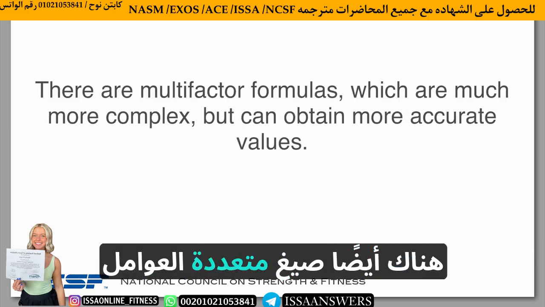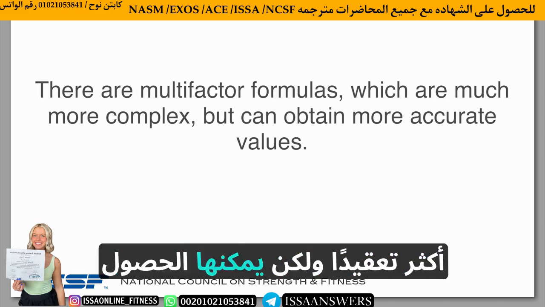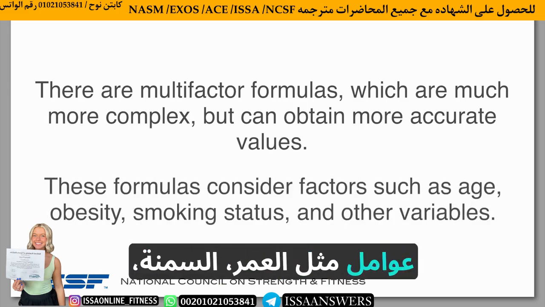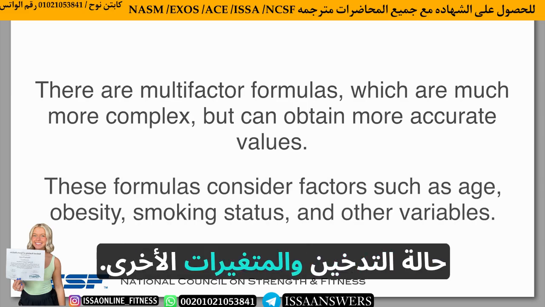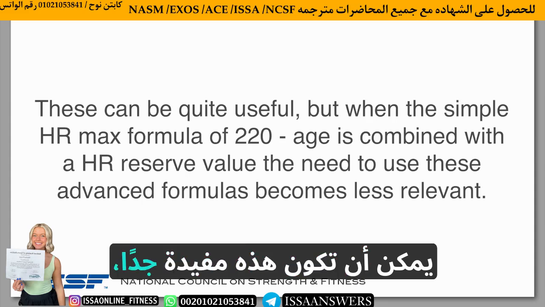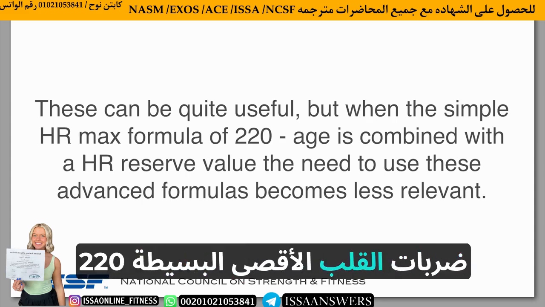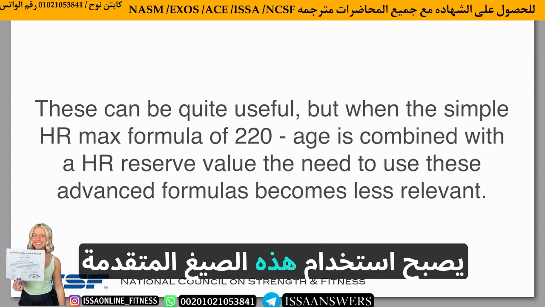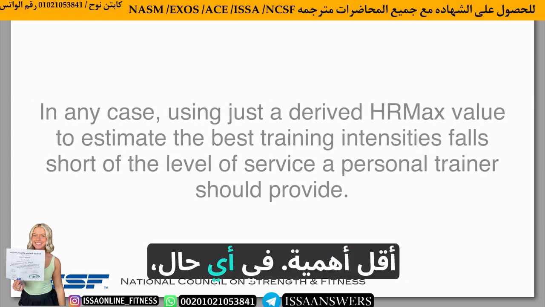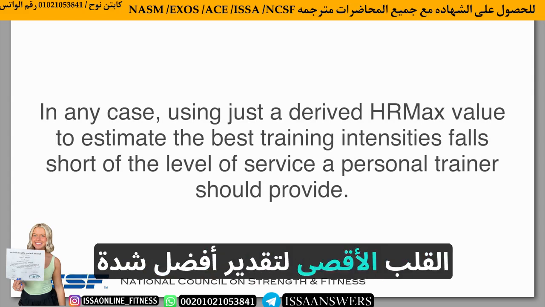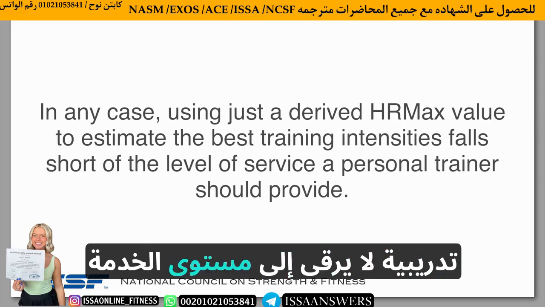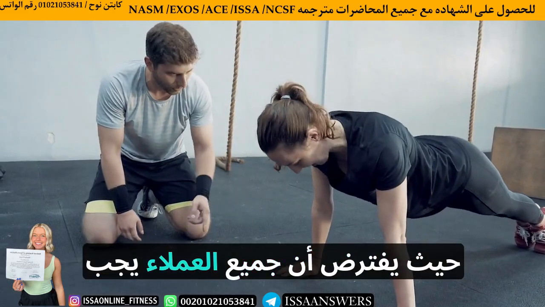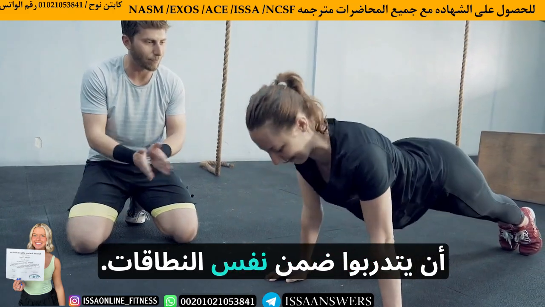There are also multi-factor formulas, which are much more complex, but can obtain more accurate values. These formulas consider factors such as age, obesity, smoking status, and other variables. These can be quite useful, but when the simple heart rate max formula of 220 minus age is combined with a heart rate reserve value, the need to use these advanced formulas becomes less relevant. In any case, using just a derived heart rate max value to estimate the best training intensities falls short of the level of service a personal trainer should provide, as it assumes all clients should train within the same ranges.